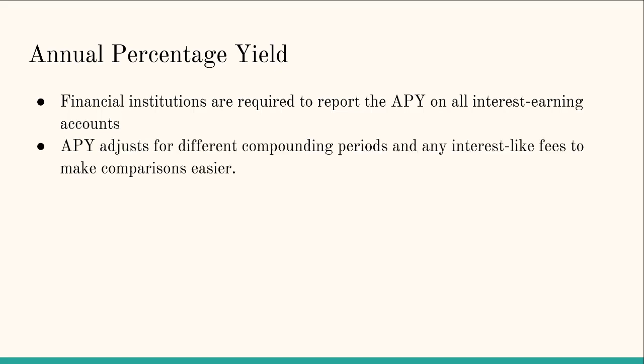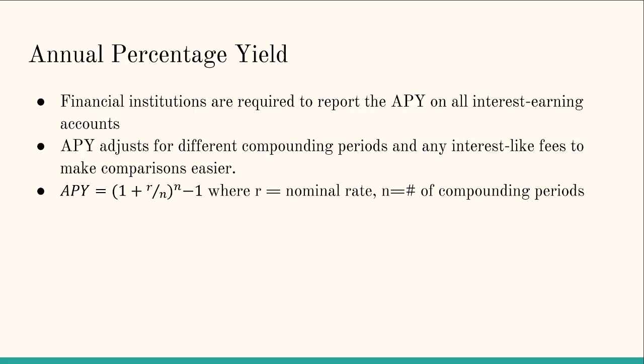The APY adjusts for different things like compounding and fees to make comparing savings accounts easier between different banking institutions. The formula is very similar to what we've looked at in the past with time value of money. We have 1 plus r, divided by n, to the nth power. r is the same, the nominal rate. Let's say it was 10% a year, but n is the number of compounding periods.